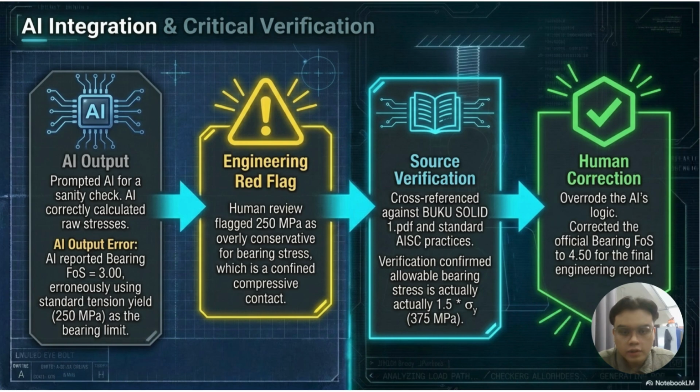Also, for source verification, we cross-referenced the Buku Solid 1 PDF and standard AISC practices. Despite checking with AI, we also found references for this project. So after we found the error from the AI and searched for the source, we overrode the AI logic and corrected the official bearing FOS to 4.5 for the final engineering report.